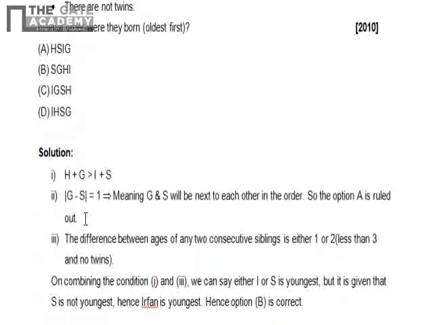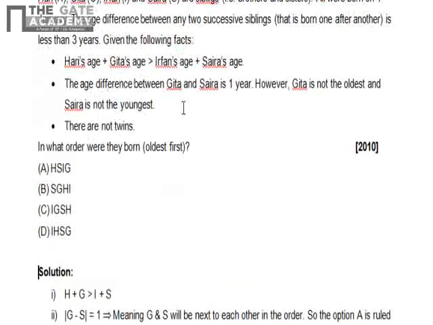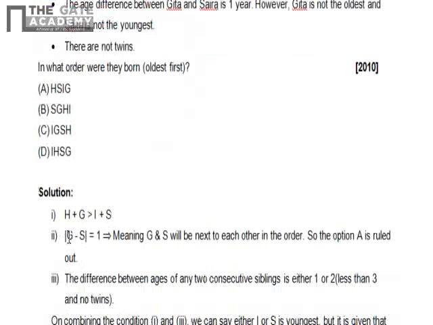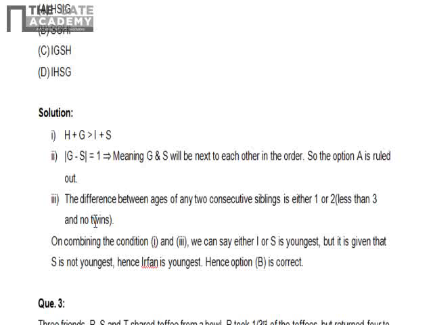From the first point, it is given H plus G is greater than I plus S. Now the age difference between Geeta and Saira, we don't know who is older, so I have written modulus of G minus S is equal to 1. Meaning G and S will be next to each other in the order, whether it is GS or SG. If you look at option 1, it does not have that, so you can definitely rule out this option. Now we have 3 options only.